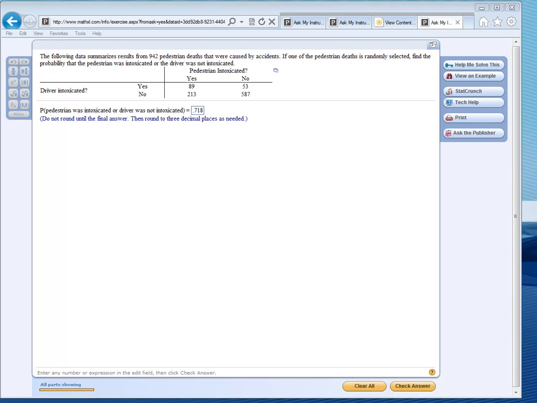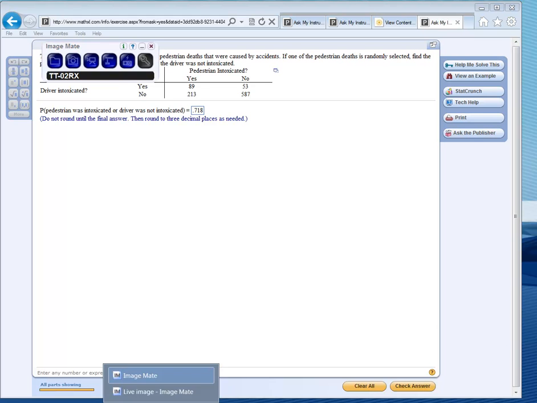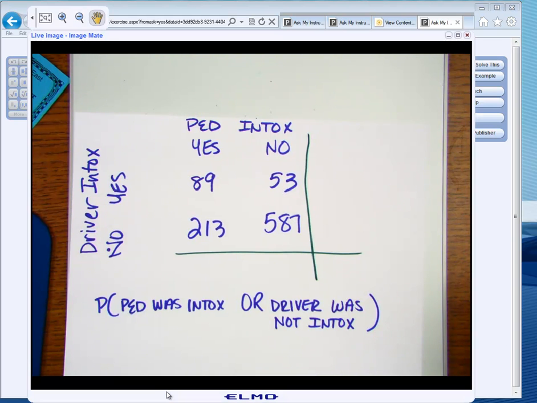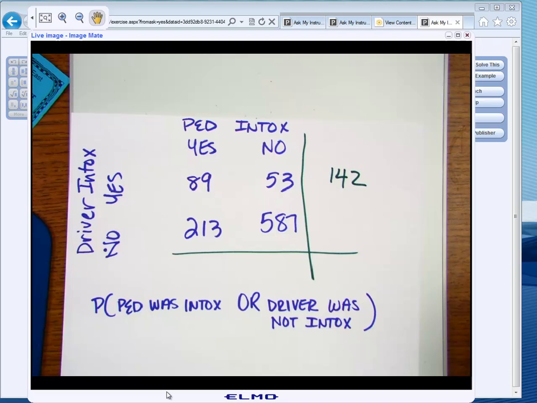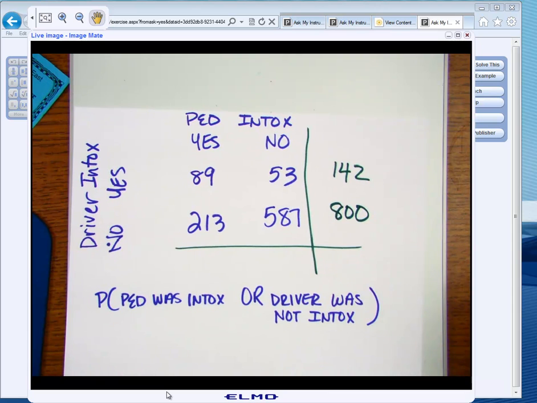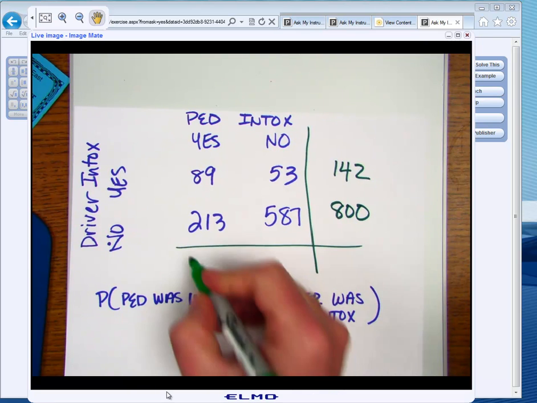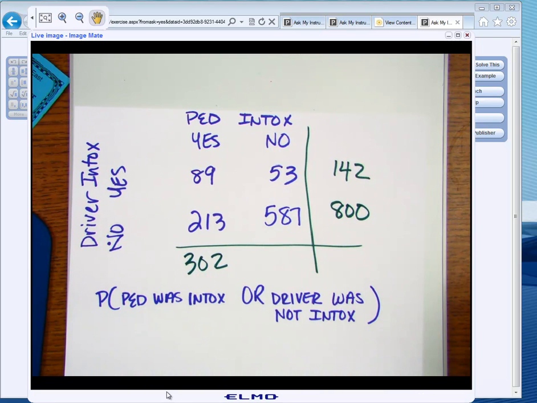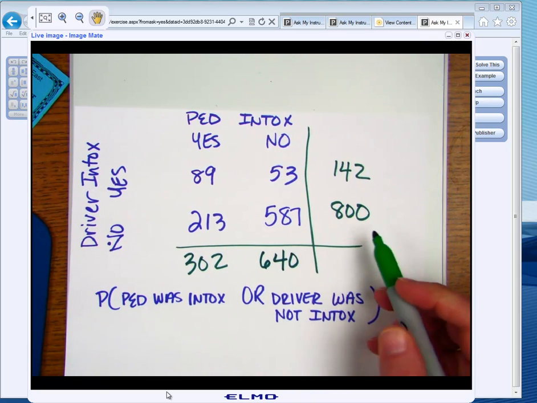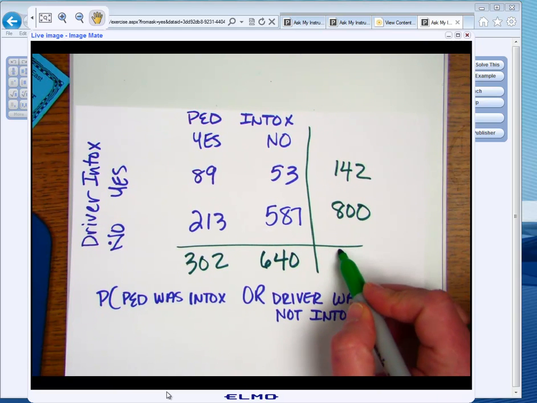So the first thing we're going to do, we call these marginals, but we're going to do our totals here. So here's your problem, and what I've done is just recopy it over to paper so that we can actually do the work. Okay, so 89 plus 53, that's going to be 142. 213 plus 587 is going to be 800. And 89 plus 213 is going to be 302, and 53 plus 587 is going to be 640. So now notice if you go either way, you're going to end up with 942.